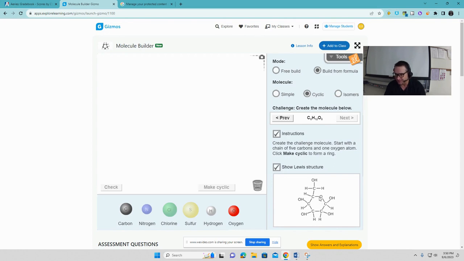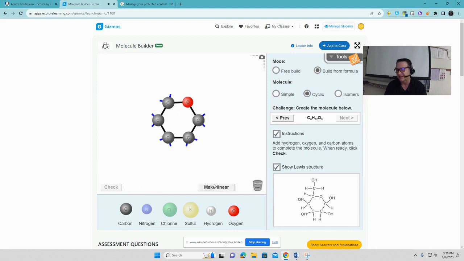So there's a ring in here with 5 carbons and 1 oxygen. So we got to make that first. So start with a straight line of 5 carbons, 1, 2, 3, 4, 5, and 1 oxygen. And then click make cyclic and it'll turn into a circle like that. And then just look, this carbon right here needs a hydrogen and a carbon above it. All right, so that's this one. It needs a hydrogen and a carbon above it.